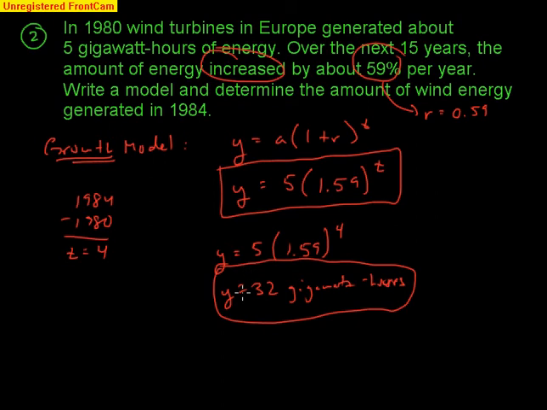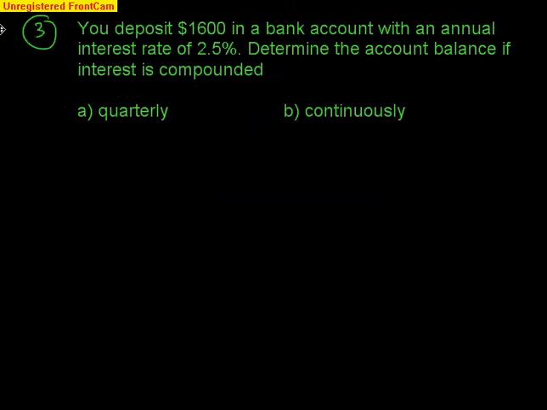And there's the amount of energy produced in 1984. Growth model. Remember, there is also decay, which is like decreased, and that would be a 1 minus r.